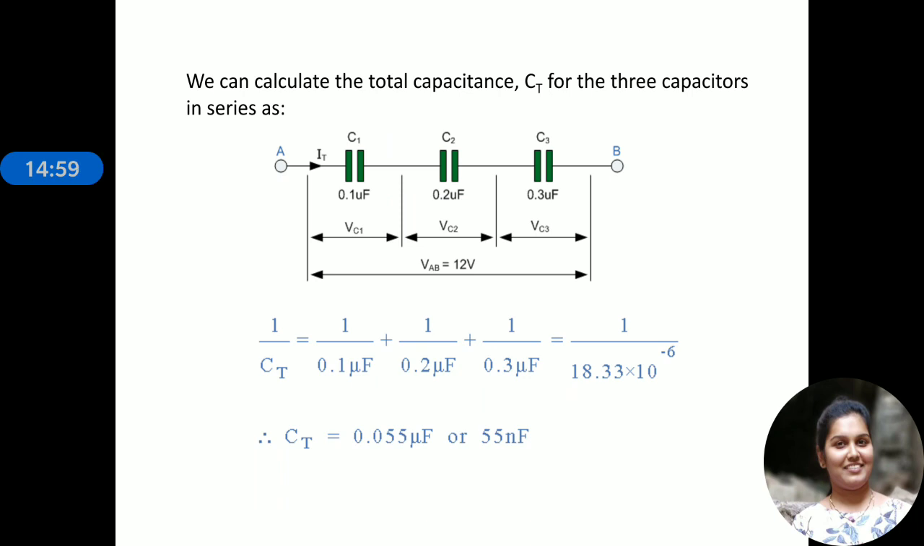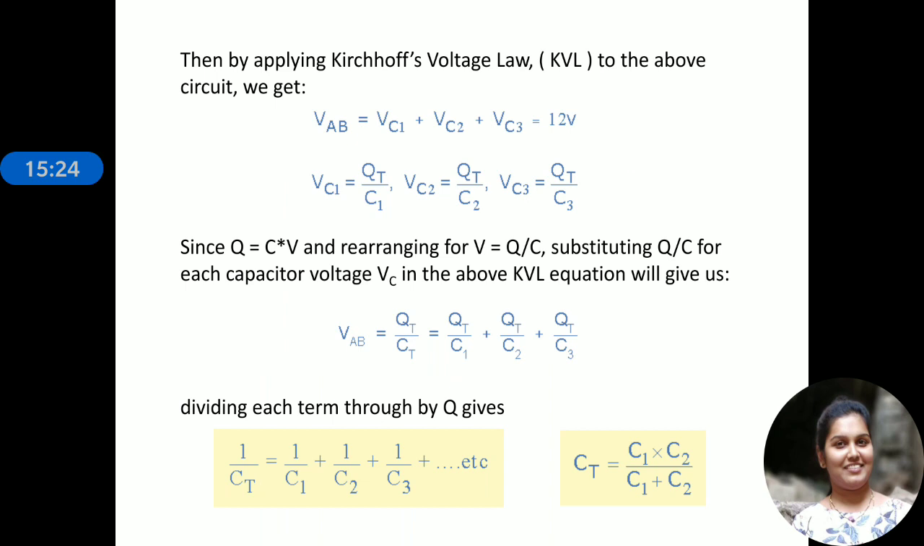For the total equivalent capacitance, we can use the formula we just derived. Here the capacitor values are C1 is 0.1 microfarads, C2 is 0.2 microfarads, C3 is 0.3 microfarads. So the expression for the total capacitance in series connection is this one, right? 1 by Ct is equal to 1 by C1 plus 1 by C2 plus 1 by C3.